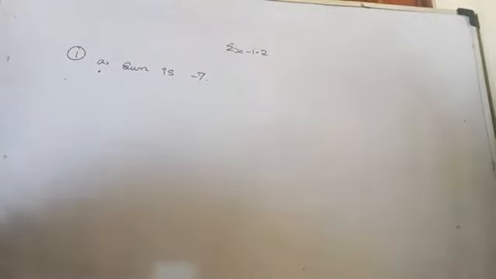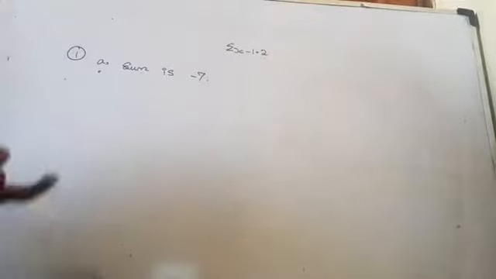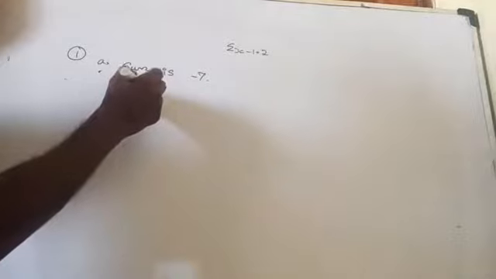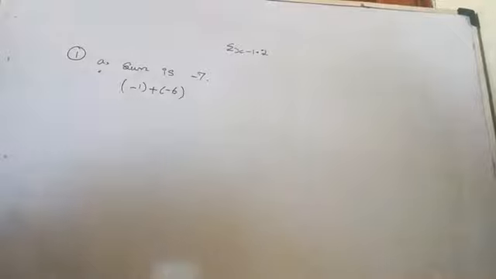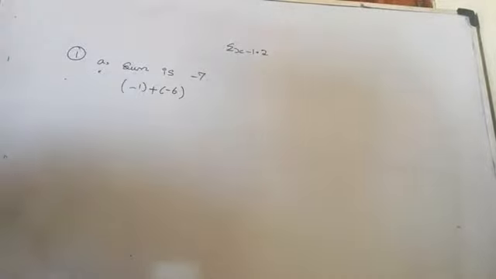So you can take anything. You can take two negative integers, or otherwise one positive, one negative. For example, I am taking minus 1 and minus 6. It's a pair of two integers, whose sum is minus 7. Am I right here? Yes.